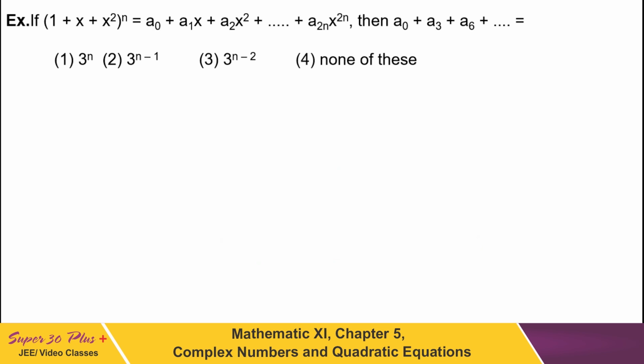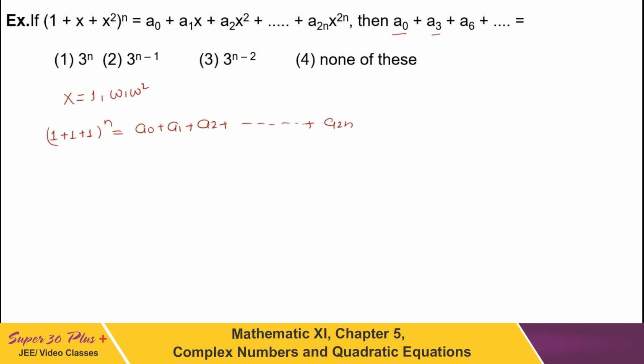Students, let's see one more example. If (1 plus x square) whole power n is equal to a0 plus a1x plus a2x square plus dot dot dot a2n x to power 2n, then find the value of a0 plus a3 plus a6. Okay. Now putting x equal to 1, omega and omega square respectively in this given equation. After putting x equal to 1, the equation will become (1 plus 1 square, which is 1) whole power n is equal to a0 plus a1 plus a2 plus dot dot dot up to a2n.